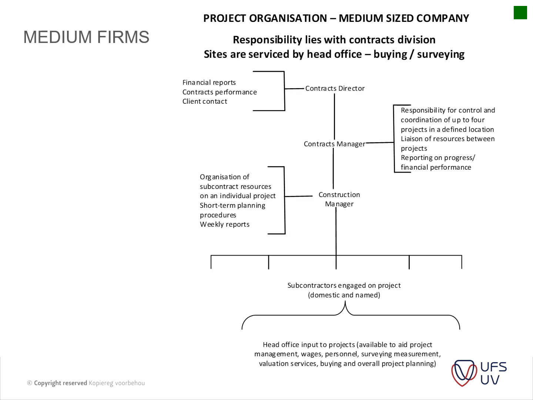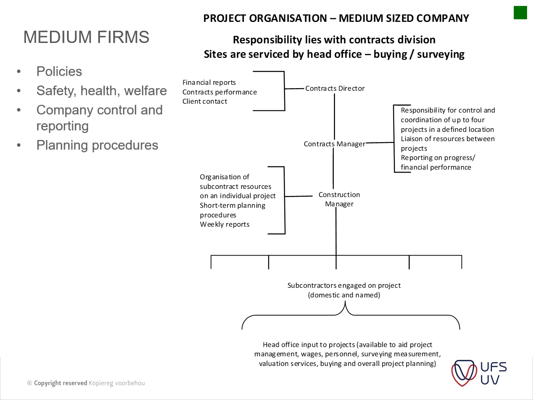Okay, then looking at medium firms, a little bit more complex. You have policies that start playing a role: safety, welfare, company controls and reporting, planning procedures, etc. So you've got your principal director, contract manager, construction managers, and then your subcontractors underneath these guys. The construction managers handle organization of subcontractors, resources, and individual project, short term procedure, weekly report, and so on. That goes to the contracts manager, and he reports back to the director.